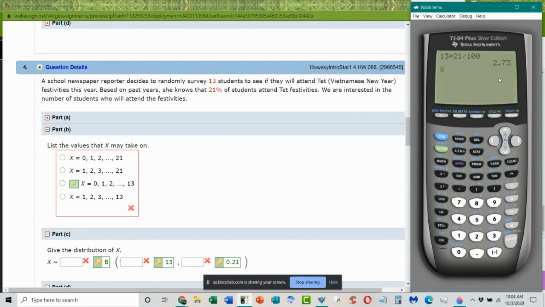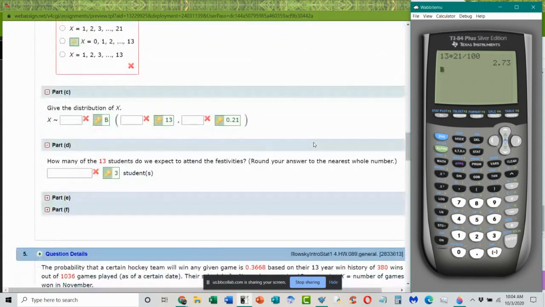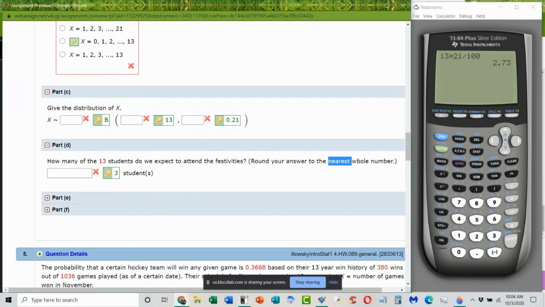And so we're going to have to round this because 2 is obviously a lot less than 21%. 3 is a little bit more, but it's closer. So we round to the nearest whole number because obviously these are people. And while this is the average, we would expect 2.7 of this group to show up. That seems kind of like a weird value. That's why they're rounding it up to the next whole number.